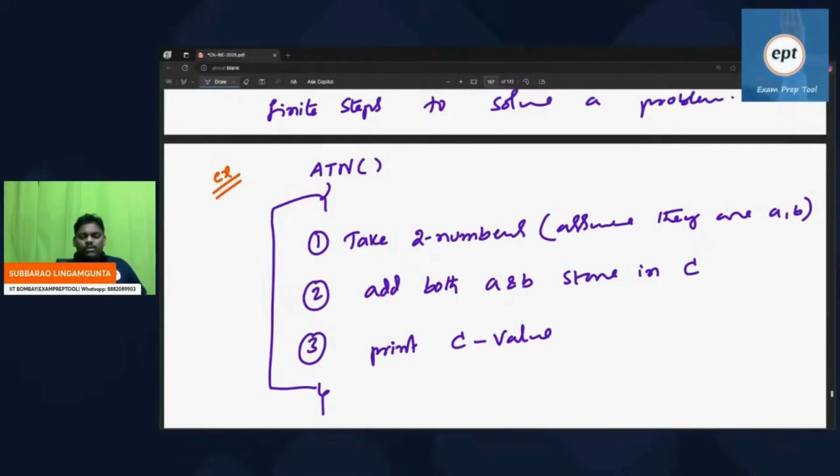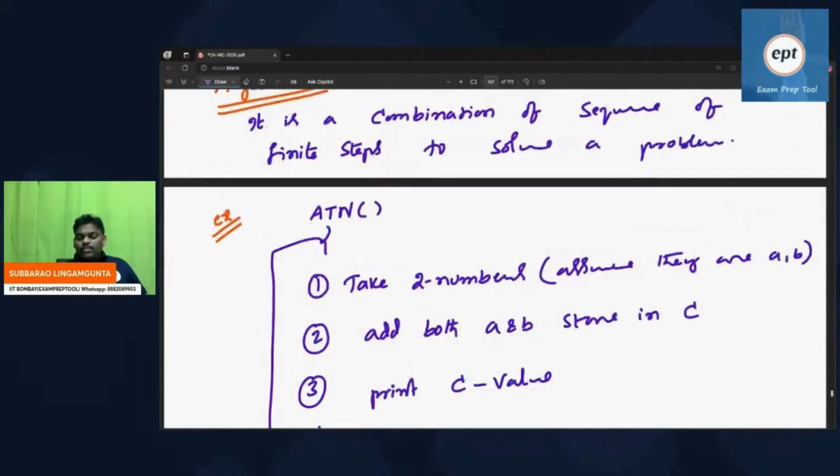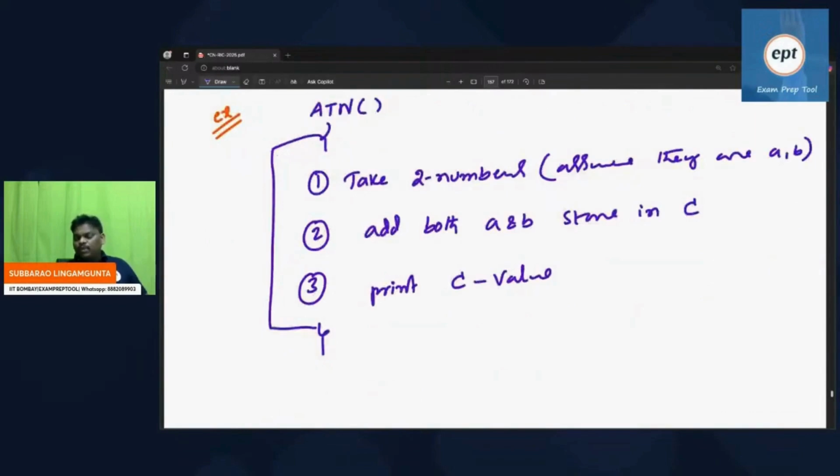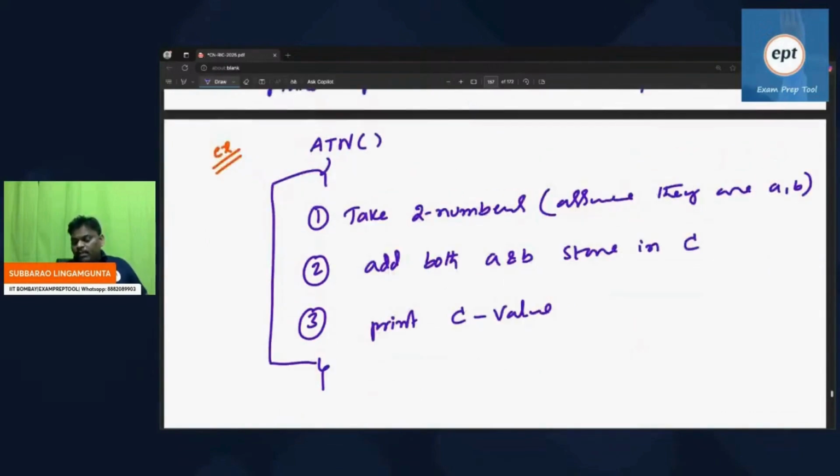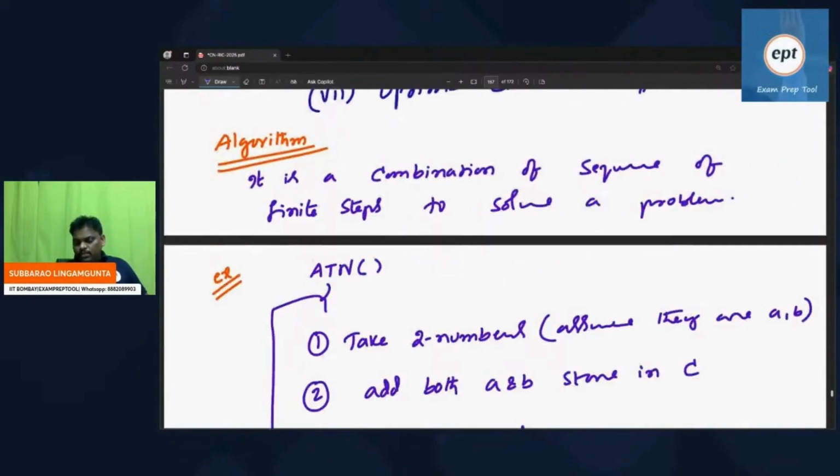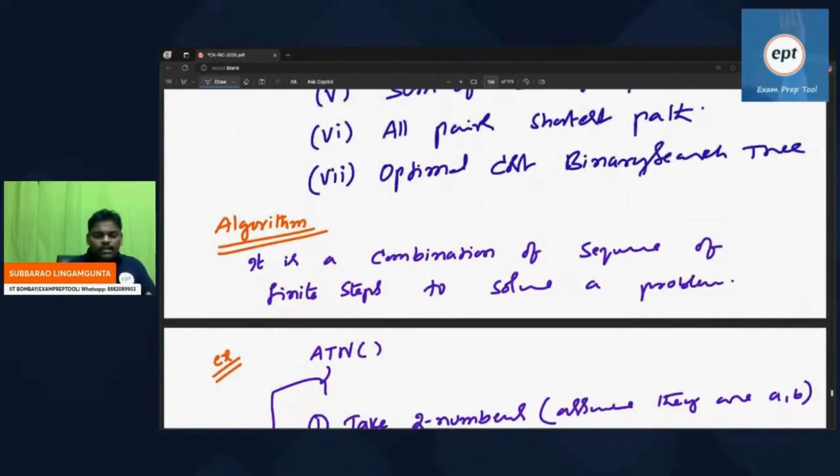Right? So some people are asking, sir, what is the algorithm definition? See, I have written the definition. Now, sir, can you give one example? I gave an answer. Now I will explain why it is an algorithm. It is the definition.